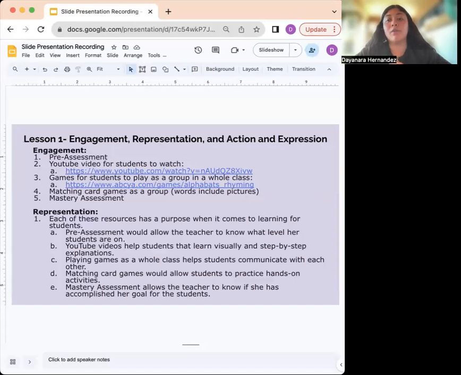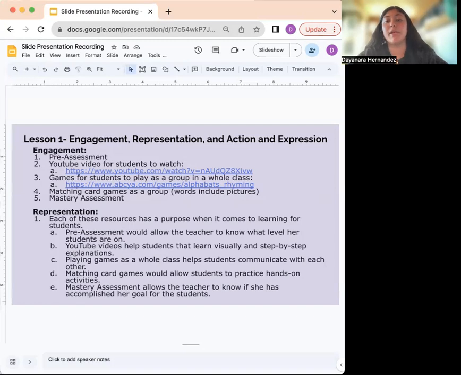For engagement, representation, and action and expression, for engagement, I have all my resources listed in chronological order according to the order of my lesson. I have a pre-assessment, YouTube video, game for students to play as a group in a whole class, matching card games as a group, cards include words and pictures on them, and my master assessment.